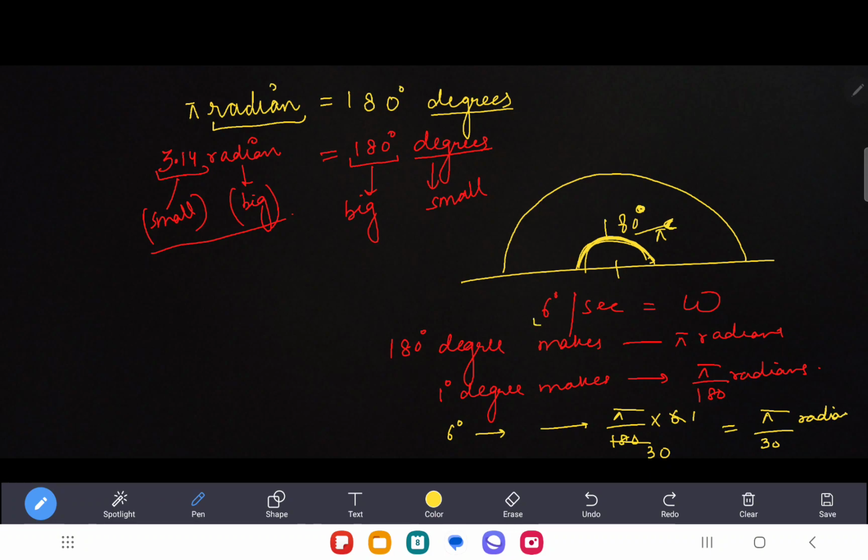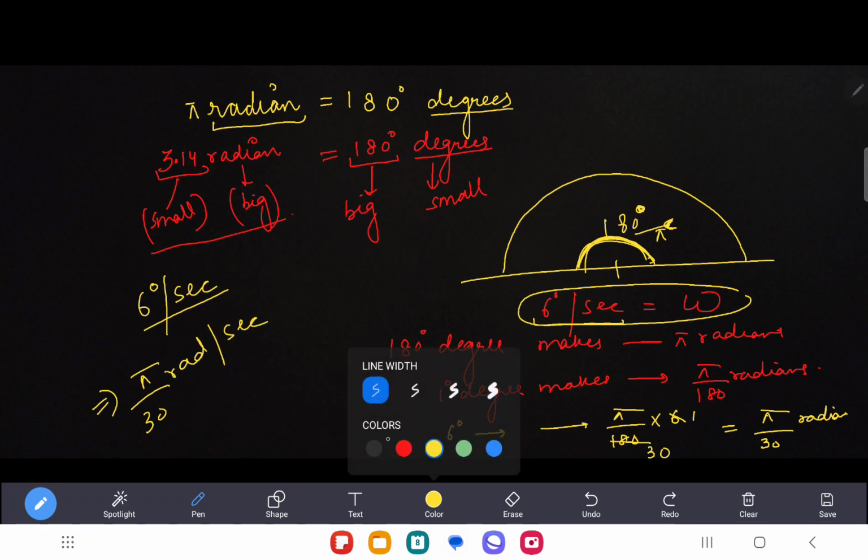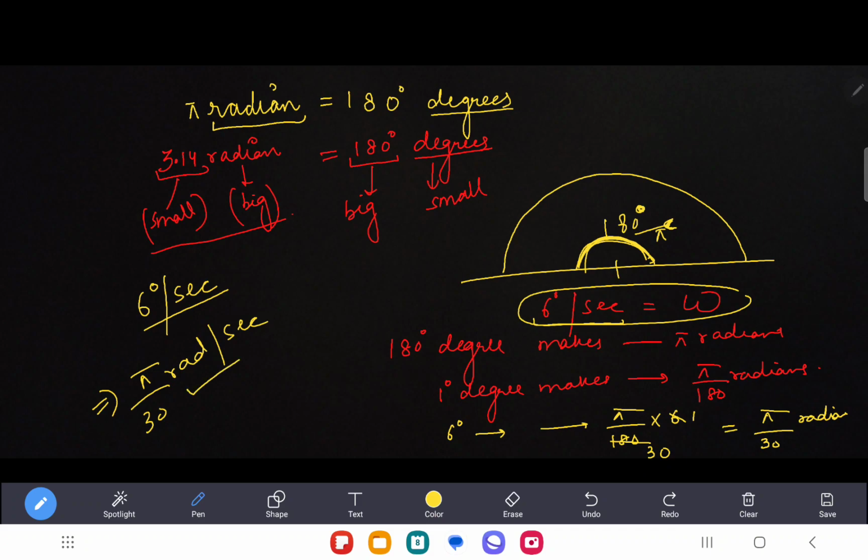So if you say 6 degrees per second, that is my angular speed, but pi over 30 radians per second is also the same speed. The only difference is that this speed is in radians per second. This is also omega, and this speed is also omega, but that is in degrees per second. Just the unit is different. You understand my point?